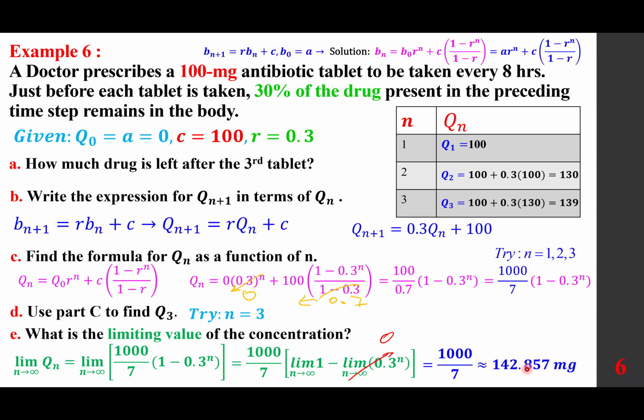142.857 milligrams, always answered with the proper units. What does it mean? Therefore, regardless of how long the treatment continues, the drug concentration will never exceed the limiting value of 142.857 milligrams. And they have calculated this to be safe as far as the patient is concerned. That's the idea, everybody. That's the idea of the limit.